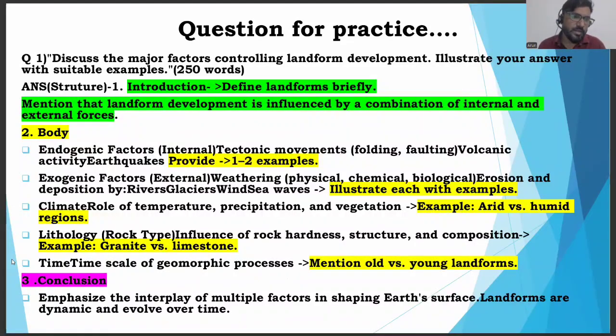So guys, do practice the questions at home, do write the answers to this question. You can draw diagrams also, and you can even draw flow charts in the answers, right? So try at home, and you can send your answer to me on my Telegram channel, right? So I hope you understood today's session.